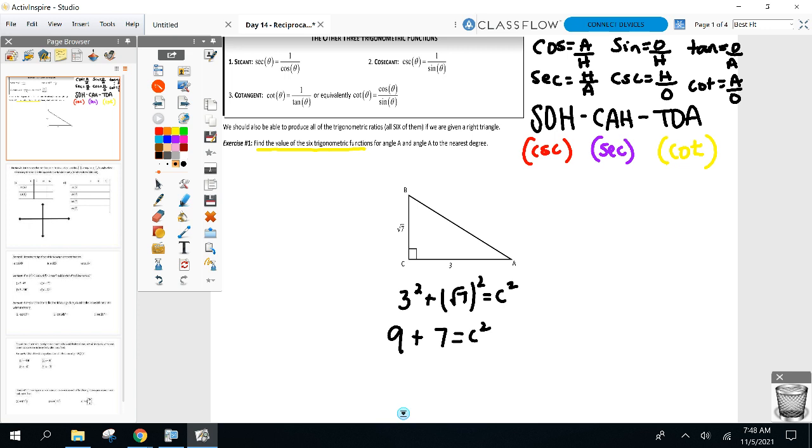You getting the whole number here? Yes, whole number, four. So four is the hypotenuse, so we'll put four up top. All right, let's find all six now.